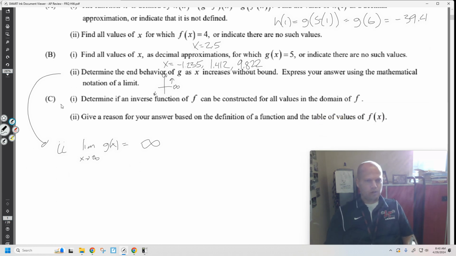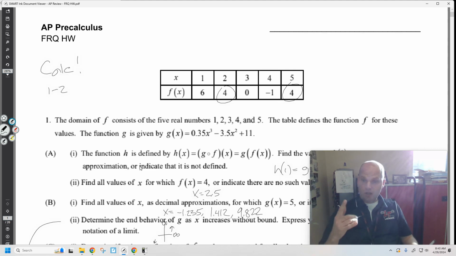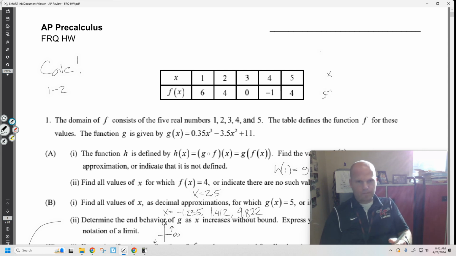Determine if an inverse can be constructed for all values of the domain. So this is good. It kind of brings us back to thinking about inverse trig functions and why you can only have one output for a given input. And here's something that I notice. The inverse, which will have all the flip-flop points, we'll have 6, 1, 4, 2, 0, 3, negative 1, 4, but then 4, 5.